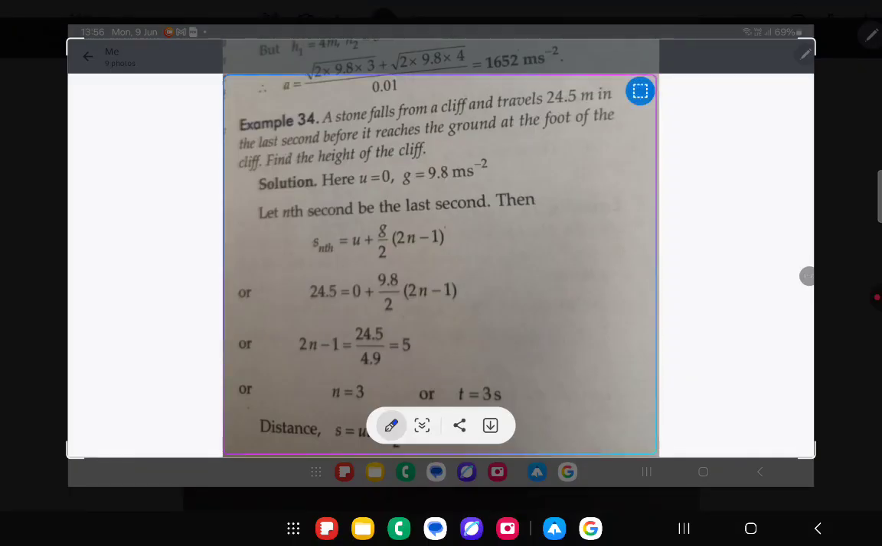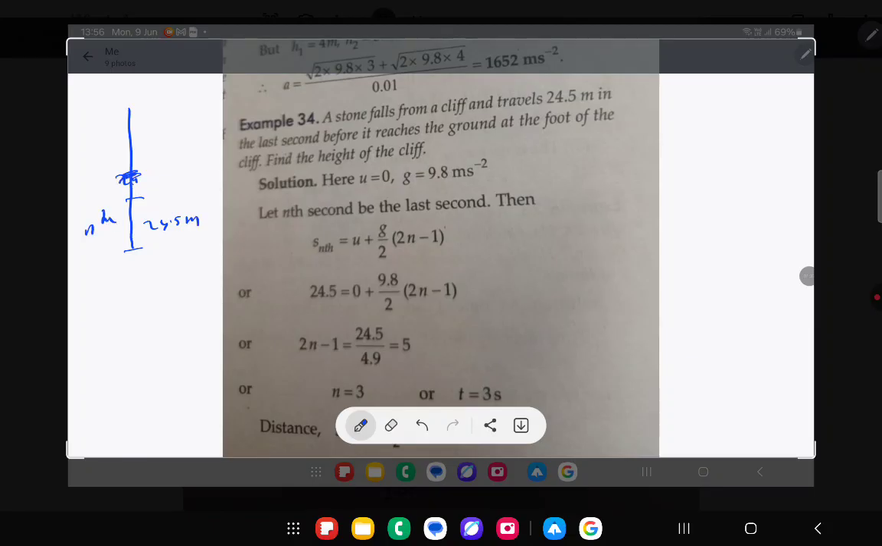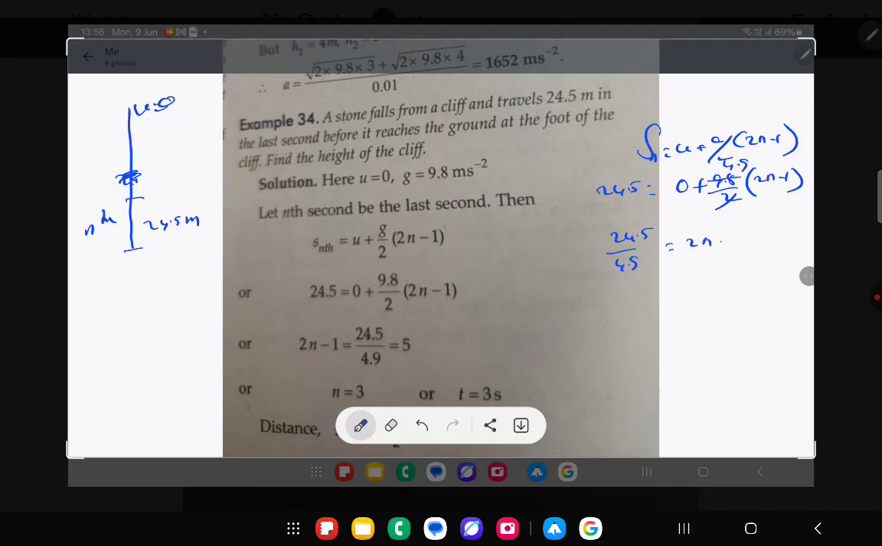A stone falls from a cliff, and moves through a distance of 24.5 meters in the last second, which is the nth second. You don't know what that nth second is. The formula for the nth second is u plus a by 2 into 2n minus 1, and this distance through which it's fallen is given to be 24.5, which is equal to, since it's falling from the cliff, initial velocity 0, plus 9.8 by 2, or you can even take it as 10, into 2n minus 1. Let it stay as it is, and this is 4.9. So 24.5 by 4.9 is equal to 2n minus 1.